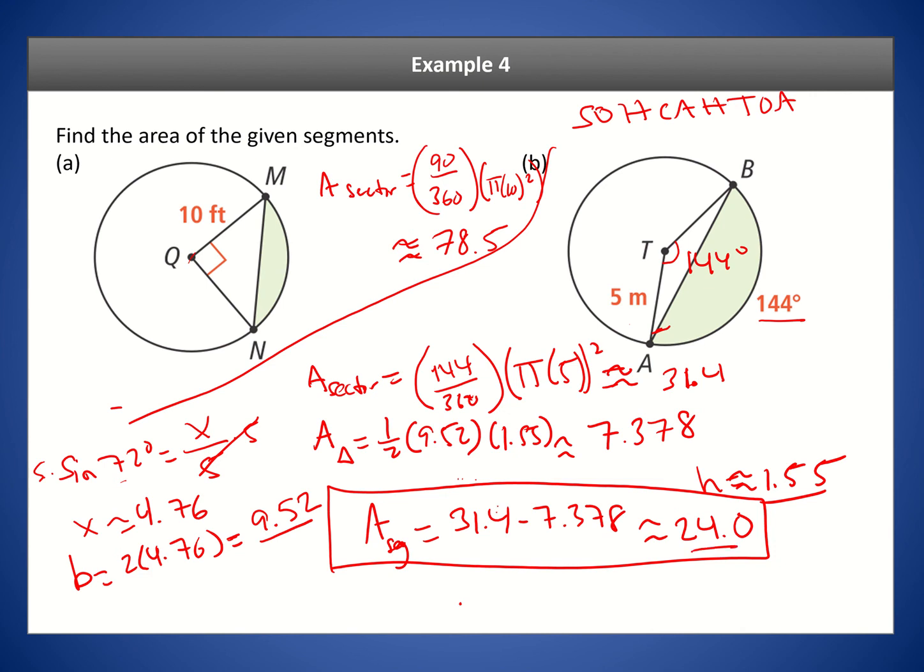Notice that the area of the segment is pretty large, and that's because we got a really small triangle. The area of the triangle is very small, so notice that it's only 7, and the area of the sector is 31, so the segment is pretty large. Whereas before, the area of the sector was large, but the area of the triangle was also large, which means that the area of the segment was relatively small.